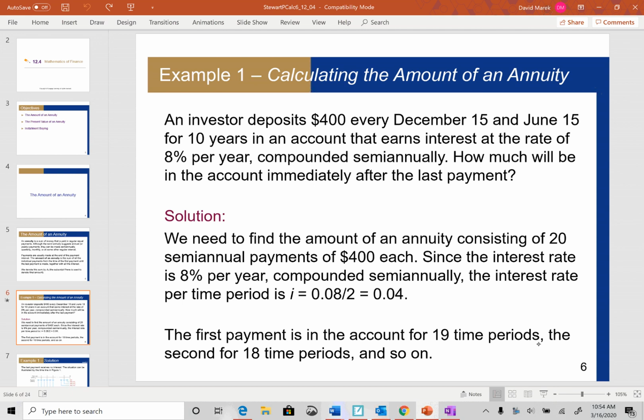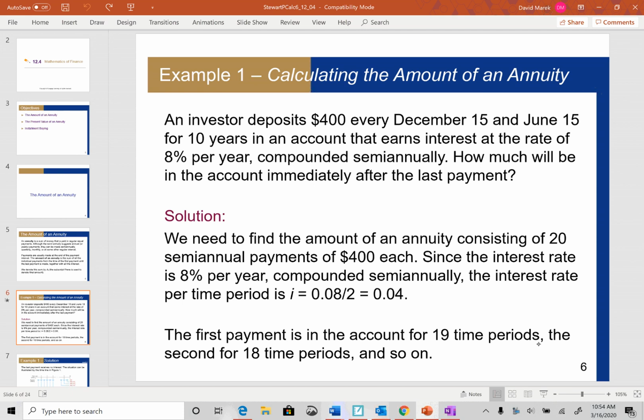So straight to example number one, suppose that you're able to scrape together $400 that you're going to deposit in an annuity twice a year, December 15th and June 15th. And you're going to keep this up for 10 years. And miraculously, somehow, you found somebody that's going to pay you 8% per year.